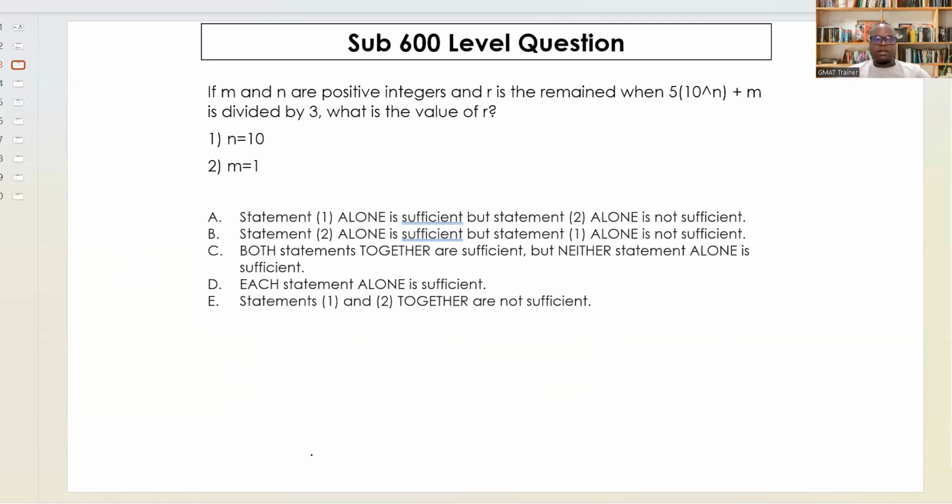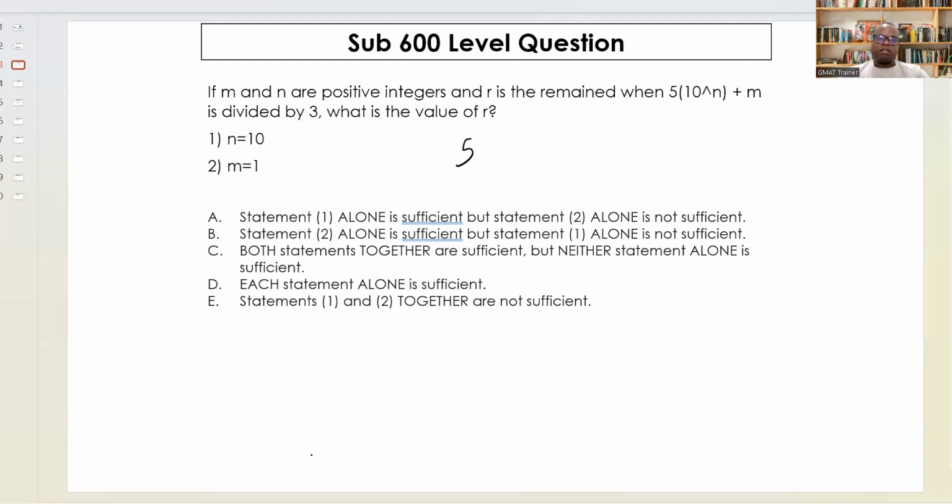If M and N are positive integers and R is the remainder when 5 times 10 raised to the power N plus M is divided by 3, what is the value of R? So how do we first of all go about it? We need to demystify this question stem first before we go to the statements. That is how I prefer approaching it because that is the only way you'll be able to determine sufficiency.